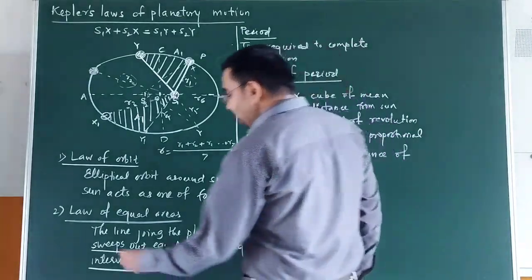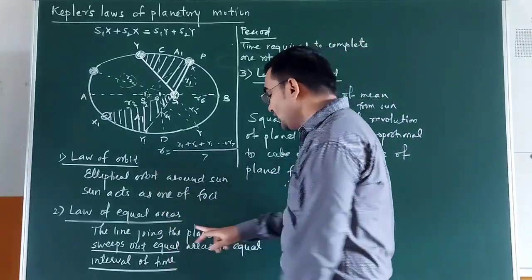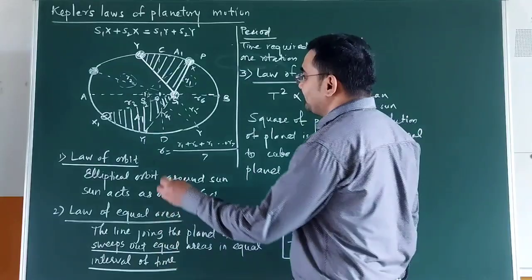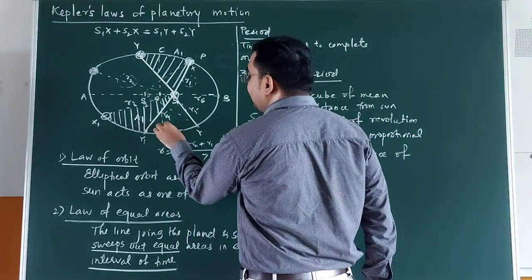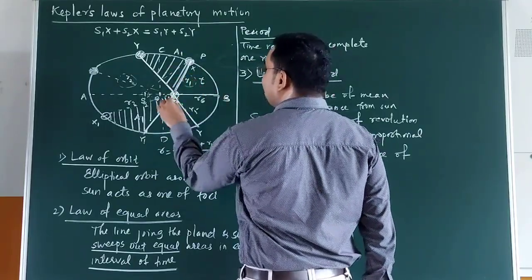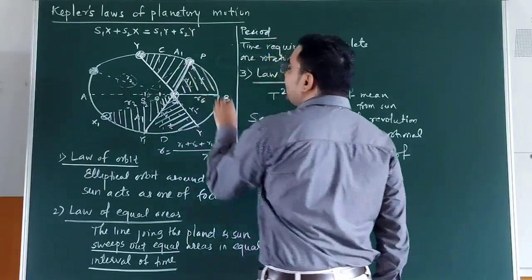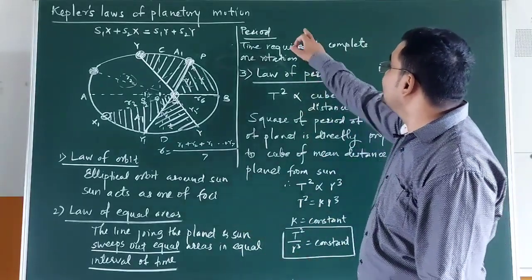Then next is the law of equal areas. The line joining the planet and sun sweeps out equal areas in equal intervals of time. So I have already stated, if these are two positions of the planet in time t, and these are two positions of the planet in time t, then the area in this shaded region will always be the same, and this law is called the law of equal areas.